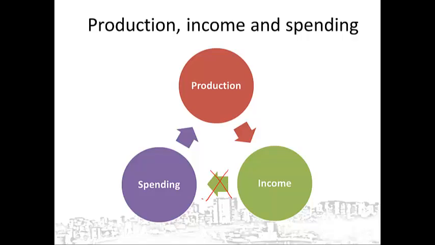Remember, these are flow variables that could change constantly. In macroeconomics, we use certain symbols to represent these flows. And because production and income is always equal, we use the same symbol Y to represent both. And spending is represented by the symbol A.